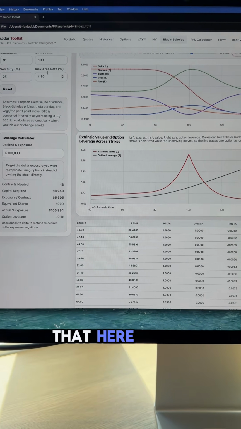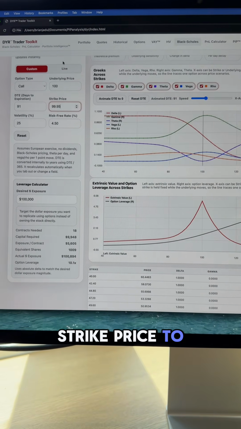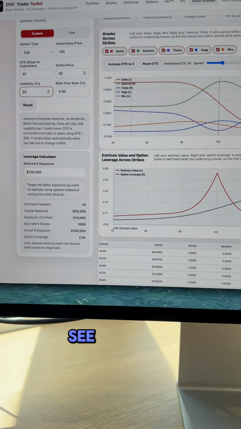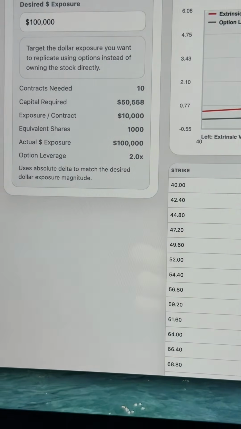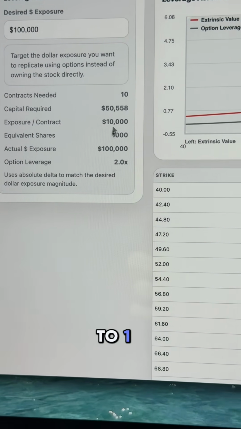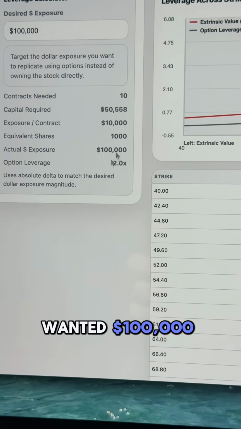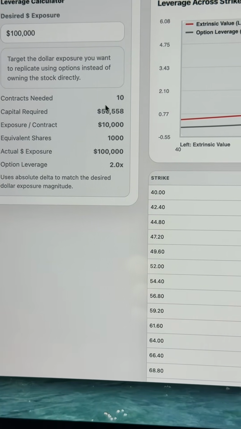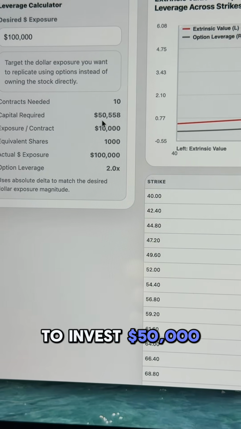So let's do that here. We're going to change the strike price to $50. And you can see now the leverage gets you 2 to 1. 2 to 1 leverage. So if you wanted $100,000 of exposure, you would buy 10 contracts, and you're only going to need to invest $50,000.